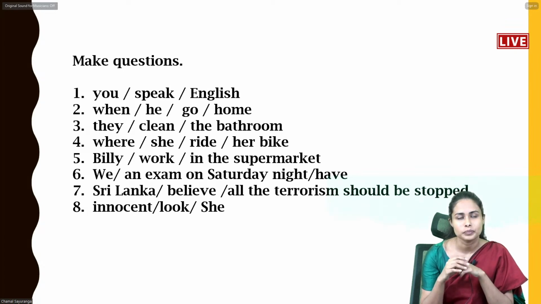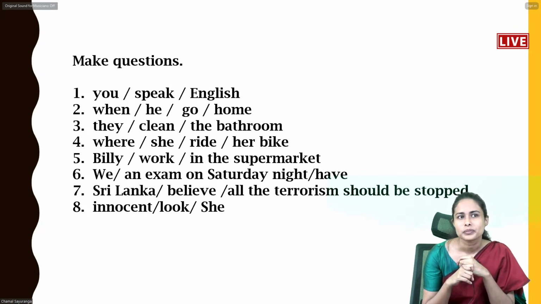Innocent look she. Does she look innocent? Can you tell me the verb of this sentence? What is the verb? Look. Is it an action verb or a stative verb? Stative verb. There it acts as a stative verb, for sense, right? She looks innocent. Then what? Does she look innocent?